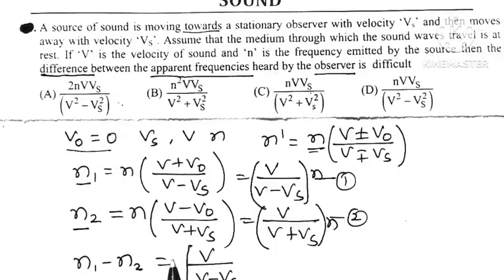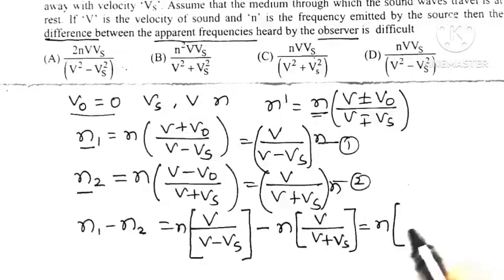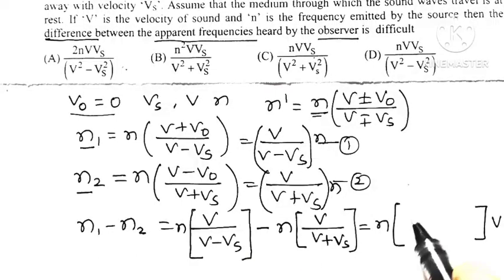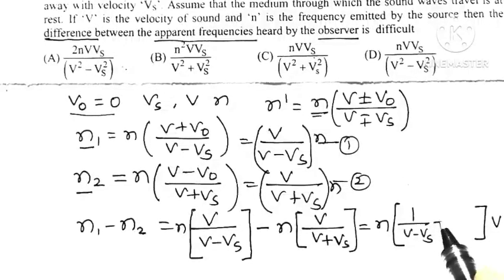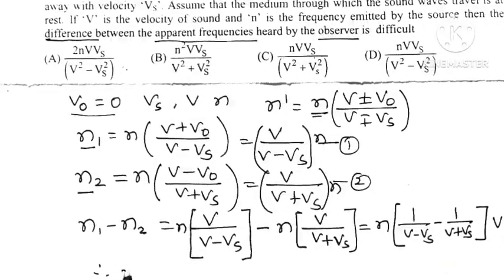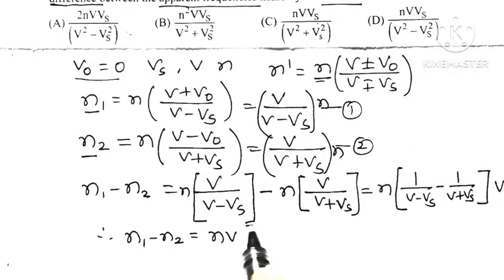So, here the actual frequency N is common: N into V upon V minus Vs, minus N into V upon V plus Vs. N is taken as common, and V is also taken as common. What is left in the bracket? 1 upon V minus Vs minus 1 upon V plus Vs. Therefore, N1 minus N2 is equal to NV in bracket.